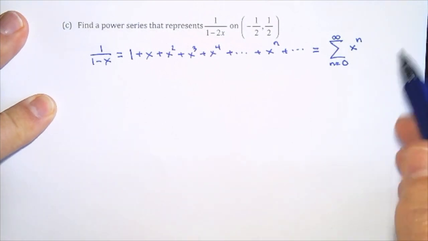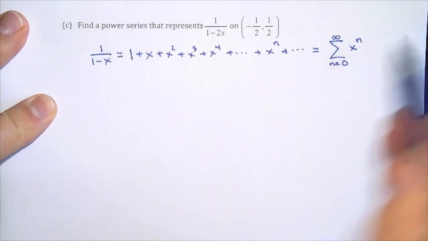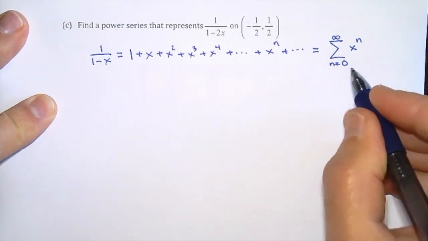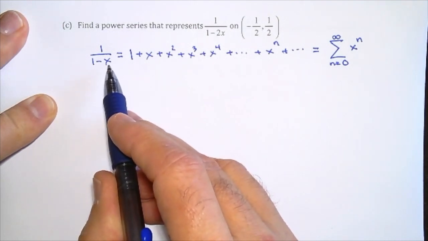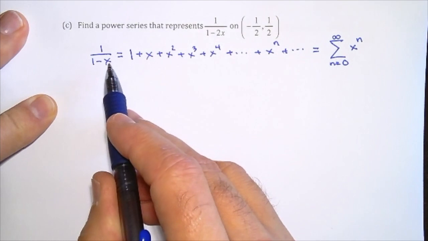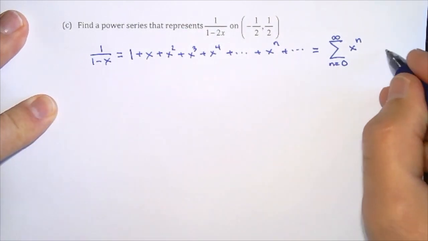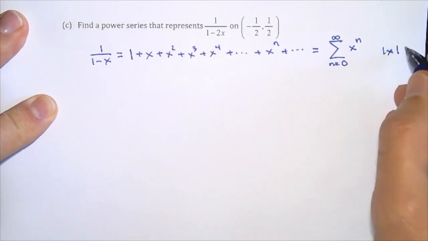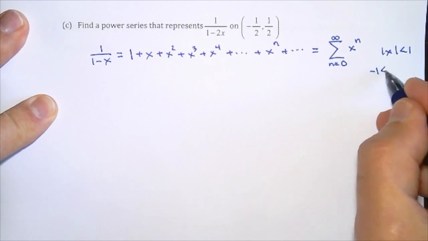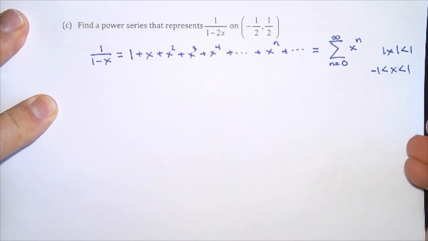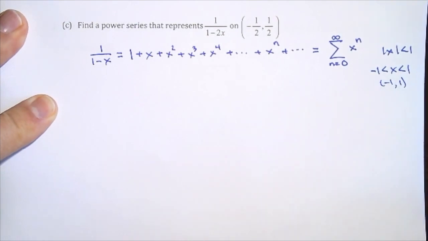Now you can always make sure that this works. Put 0 in for n and you get x to the 0, and yeah, it's 1, right? Now this only works when, remember for a geometric series, it only works when the absolute value of r is less than 1. And in this case, our r is x. So this only works when the absolute value of x is less than 1. This translates into negative 1 less than x less than 1, which is the interval negative 1 to 1.